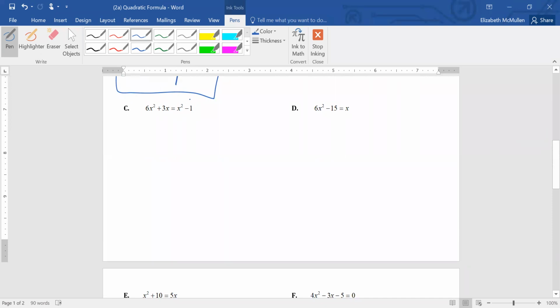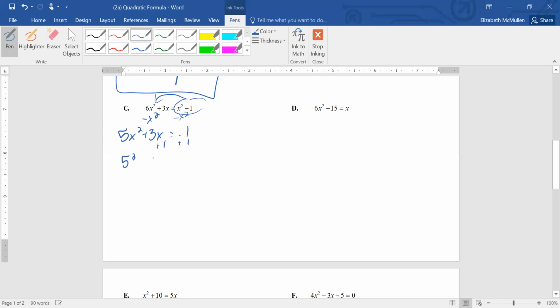So we need to get everything over here moved over here. So we're going to start with this x squared. So subtract x squared from both sides. So that gives me 5x squared plus 3x equals negative 1. Add 1 to both sides.